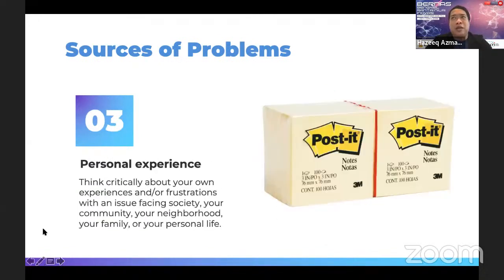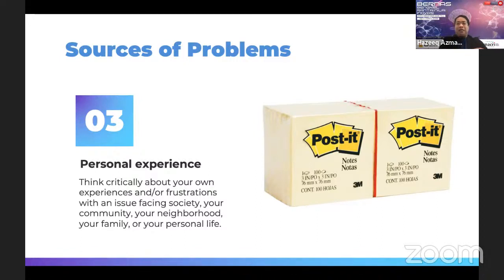Number three is, when someone gets a Nobel Prize, normally when they share their story, it's a very interesting story, and usually it is related to their personal experience. So based on the personal experience is where you find the problem. If you look here, this is the picture of the 3M Post-it sticky note. This is very popular, right?